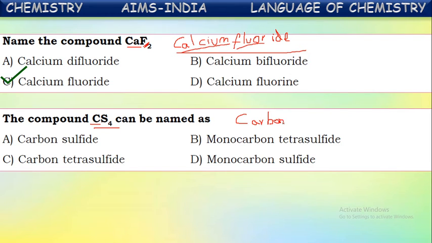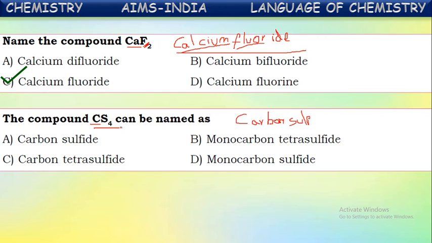And before this, we keep a prefix which represents the number of atoms of this non-metal. If it is 1, we need not mention anything. We should not mention mono. If it is more than 1, then the number of atoms of that non-metal should be mentioned as a prefix before the name. Now, the second non-metal is sulfur. From the name of sulfur, the root part is taken as sulf.